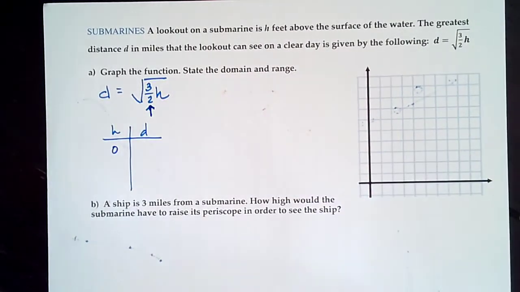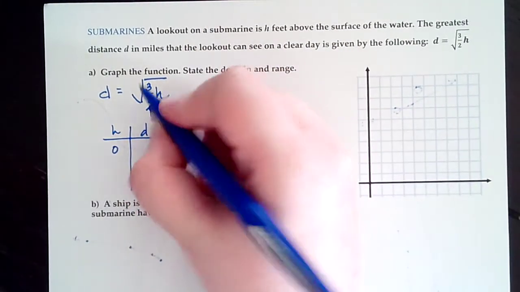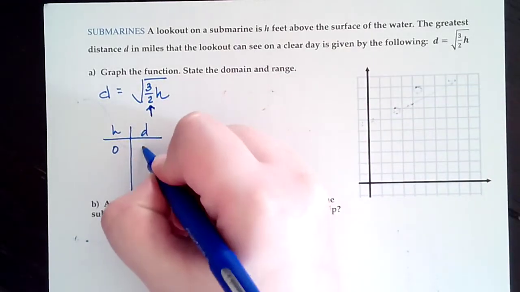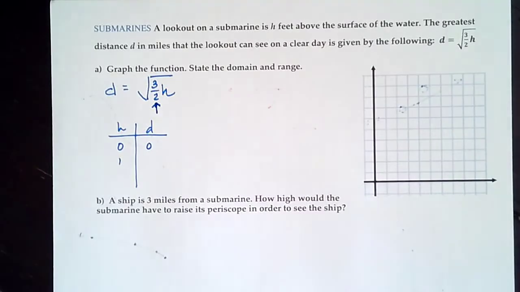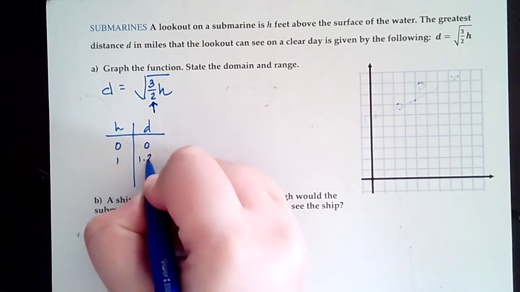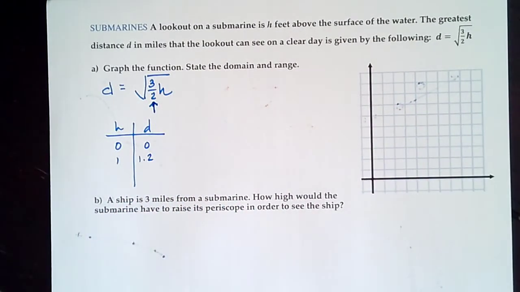If I plug in 0 for h, I get 3/2 of 0, which is 0. Square root of 0 is 0. If I plug in 1, I'm going to get 3/2 times 1, and then I'm going to have to take the square root of 3/2. When I plug that into my calculator, I get about 1.2, roughly. That's a lot bigger decimal, but that's what I'm going to leave it with for right now.